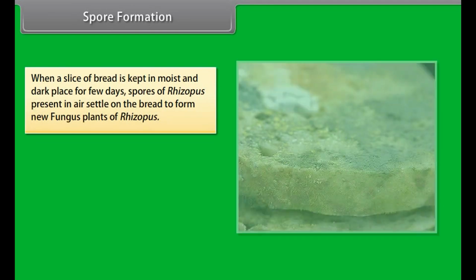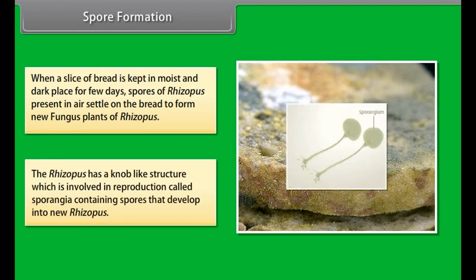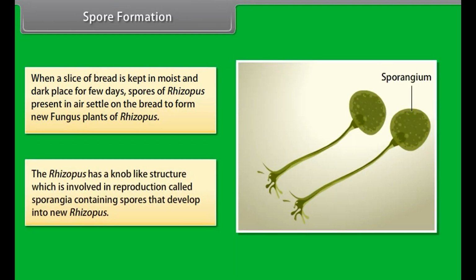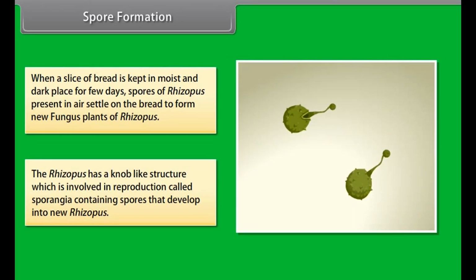Spore formation. When a slice of bread is kept in moist and dark place for few days, spores of rhizopus present in the air settle on the bread to form new fungus plants of rhizopus. The rhizopus has a knob-like structure which is involved in reproduction called sporangium, containing spores that develop into new rhizopus.